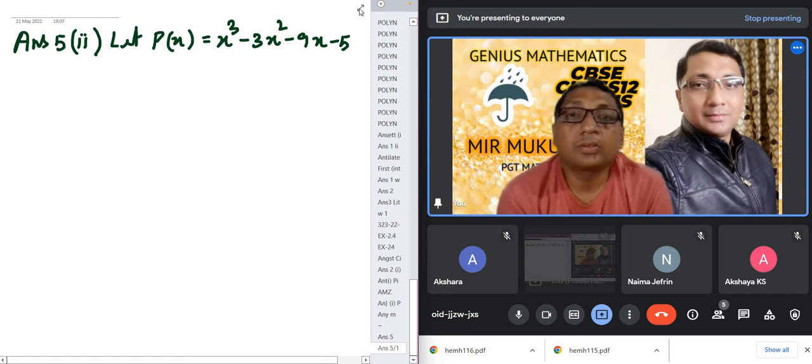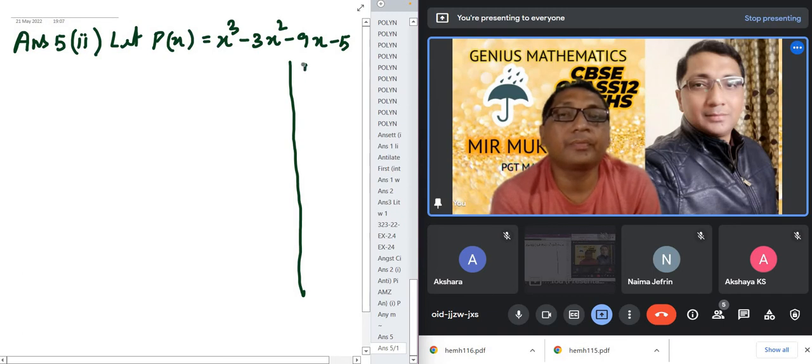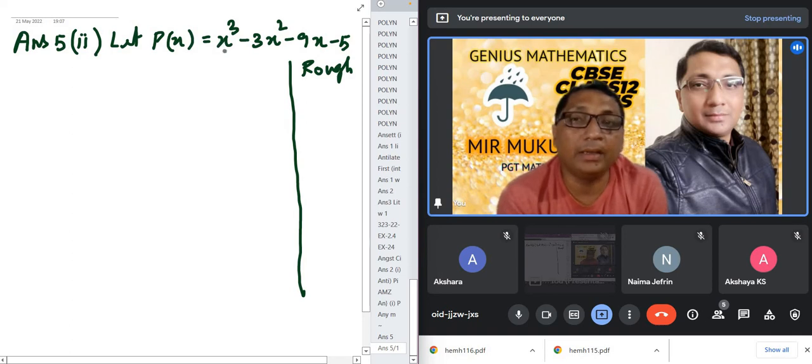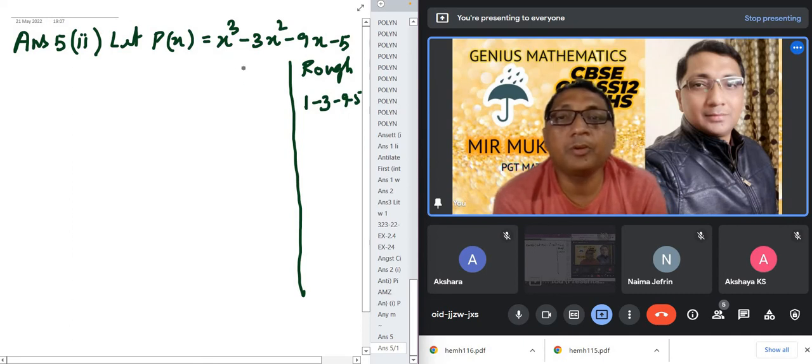So it's one factor. How will we decide? If we put the value of x equals to 1, here you will use rough. So rough side, one line I'm drawing, you will also draw. That is essential. If we put 1, then what are we getting? 1 cube is 1. Here if we put 1, -3. Here if we put 1, it will come -9. And this is -5. We are not getting 0. So 1 is failed. Put -1.